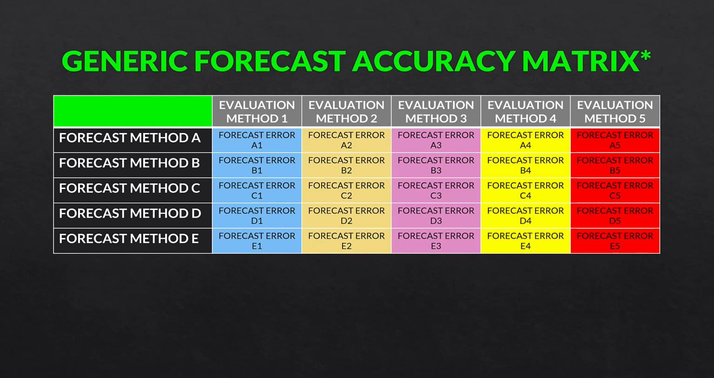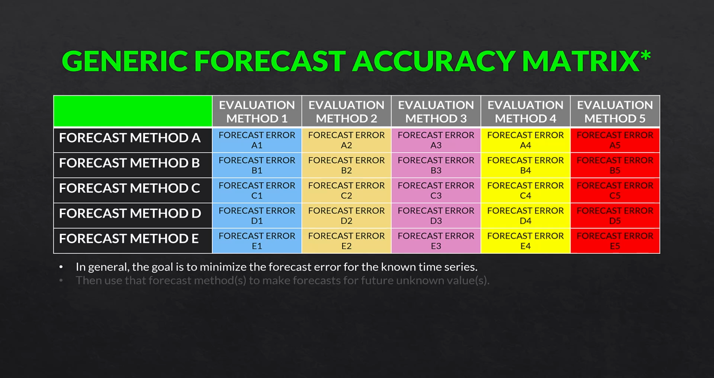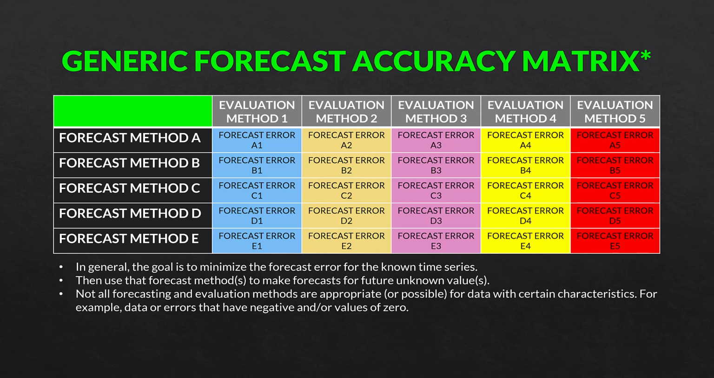So what we are doing is matching each forecast method with an evaluation method. Therefore, it's a two-step process. Step 1 is to generate the forecasts themselves, and then step 2 is to evaluate those forecasts for their accuracy, which means minimizing forecast error. So in general, the goal is to minimize the forecast error for the known time series. Then, use that forecast method to make forecasts for future unknown values.